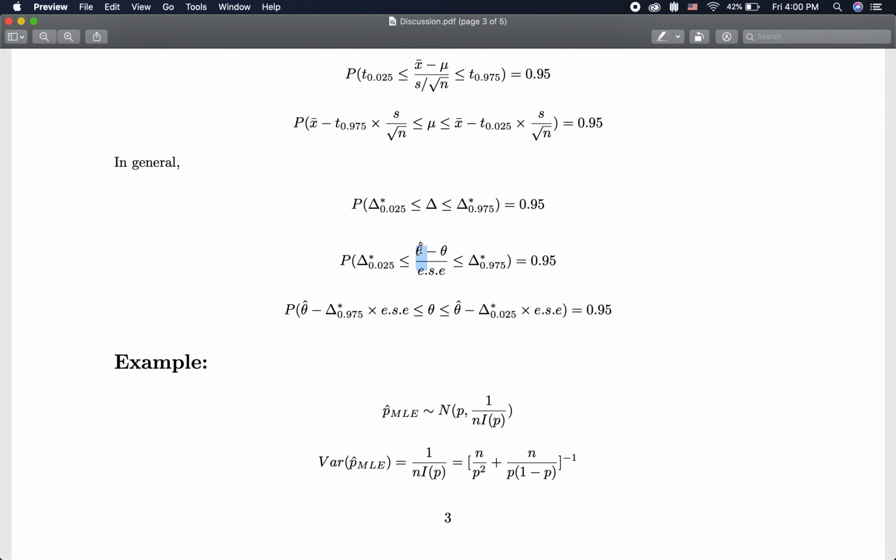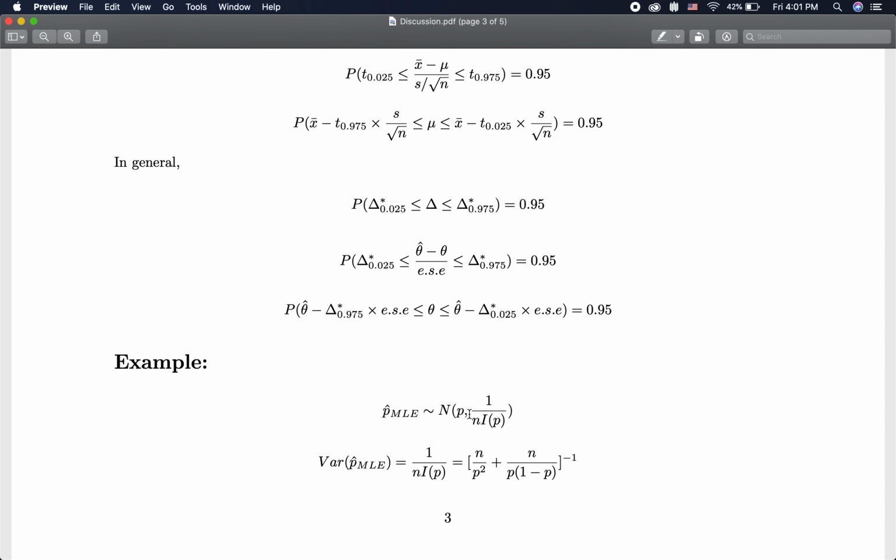Okay, so to find the empirical distribution of this delta, we need not only the MLE for this theta, but we also need the estimated standard error. And for the estimated standard error, we are going to use the asymptotic variance of the parameter MLE. The parameter MLE follows a normal distribution centered at the true value P, with variance 1 over n multiplied by the Fisher information of the parameter P. So this is the asymptotic distribution of the MLE parameter.